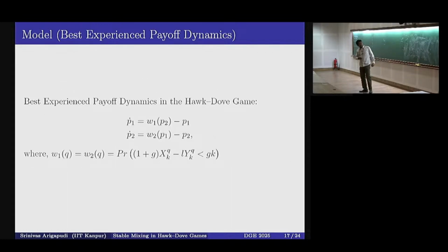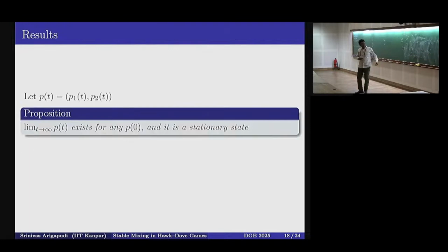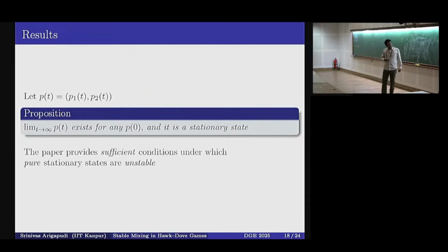Great. So these are the dynamics. And then the first thing which we show is a trivial thing. Since the divergence of the system is going to be negative, we can show that the system is going to converge. In particular, you can rule out complicated cycling behavior. The only limiting behavior which is going to be possible is where you converge to some stationary state. And what we identify in the paper are some sufficient conditions under which the pure stationary states, or rather the pure equilibria, are going to be unstable.